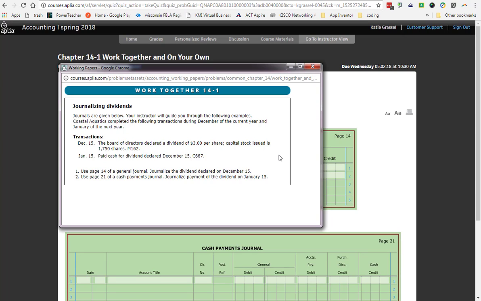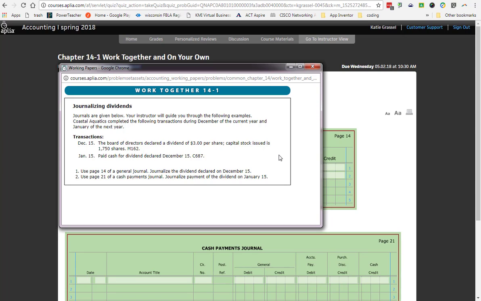So you declare a dividend on one day. And when you declare a dividend, what you're saying is you owe your stockholders money. And we know in accounting, if you owe somebody, what type of account is being affected? Think about your accounting equation. A liability, right? So you're going to have a Dividends Payable account that you are going to credit. One day you're going to say, we're going to give this money to our stockholders.